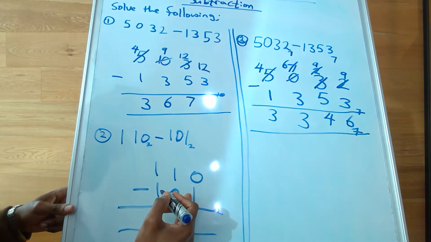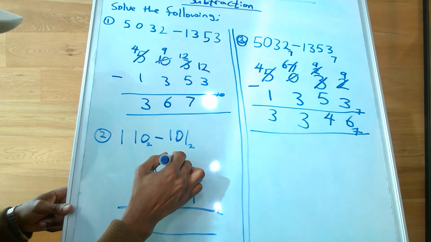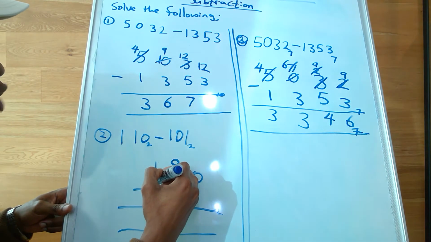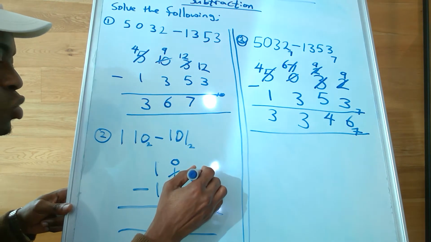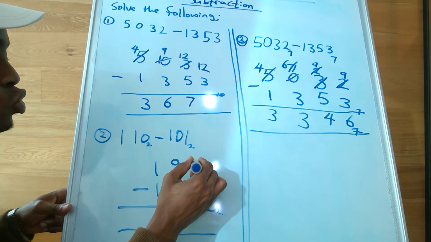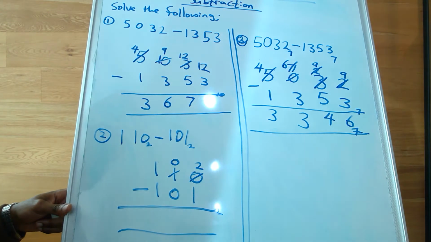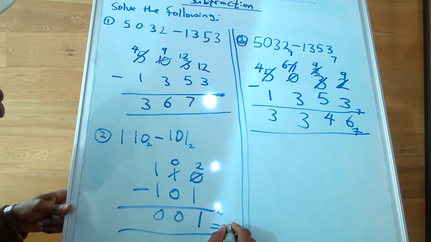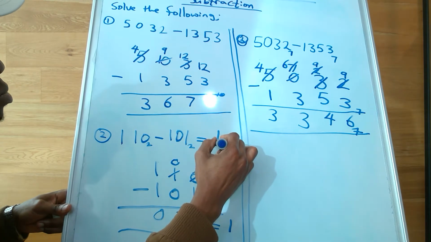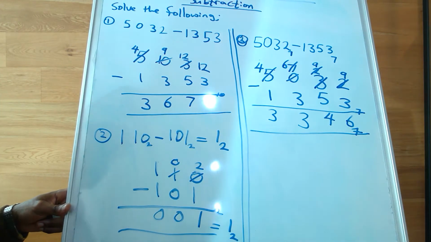0 minus 1 is impossible. You have to borrow 1 from here. This one will become 0. Now, the 1, you cannot put 1 here. No. It is the base that you will put. Don't forget. So here, 2 plus 0 will give us 2. That is 2 minus 1, 1. 0 minus 0, 0. 1 minus 1, 0. So our answer here is what? 1. Just equals 1 base 2. You have to put the base, not ordinary 1.